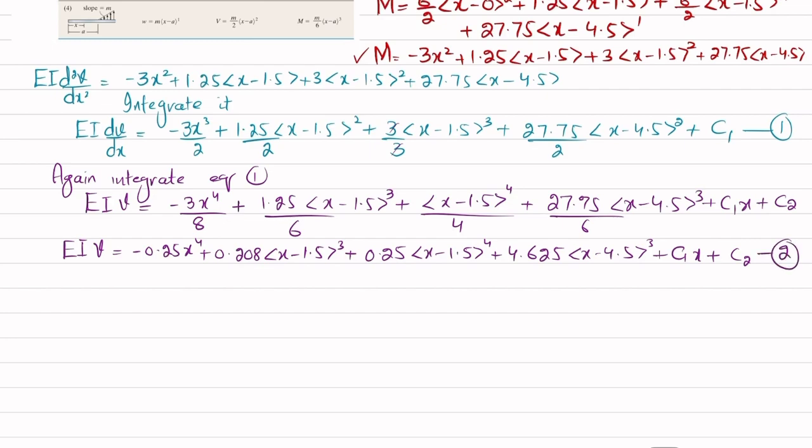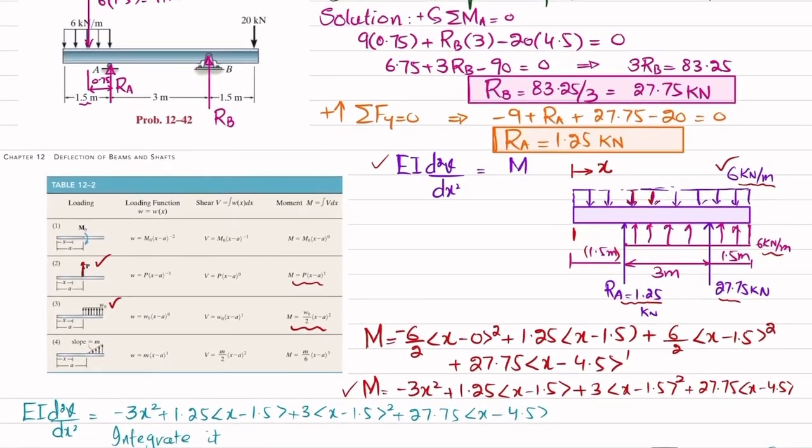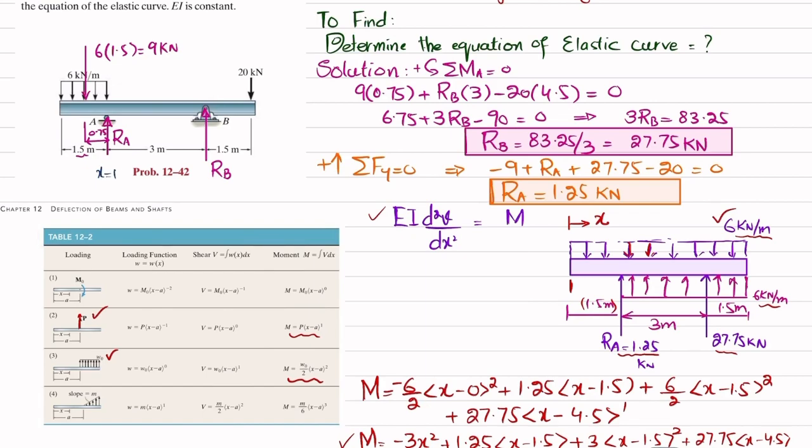Okay, now C1 and C2 are unknown constants of integration, and we can find them by using boundary conditions. So what are the boundary conditions? The first boundary condition is at x equal to 1.5, we have deflection equal to 0. Let me show you. Here you can see x is equal to 1.5, we have deflection equal to 0 because there is a roller support.